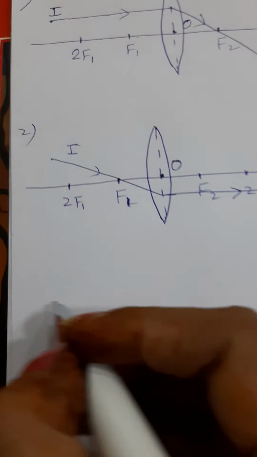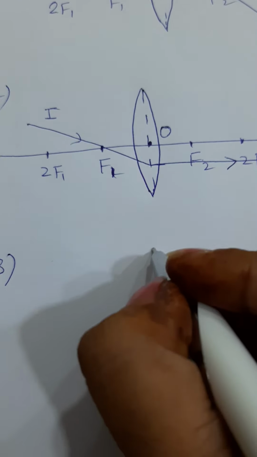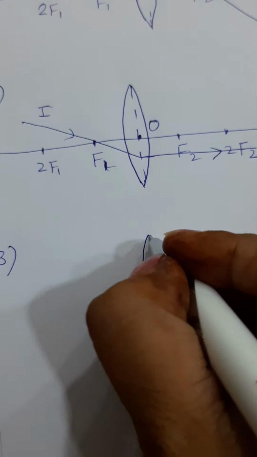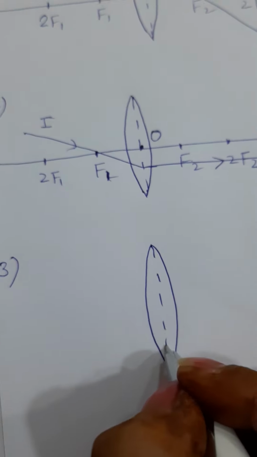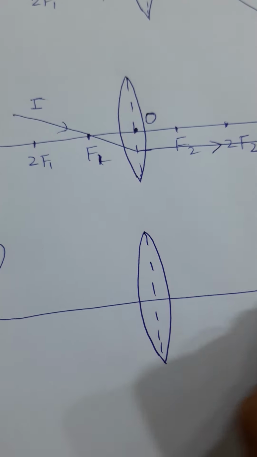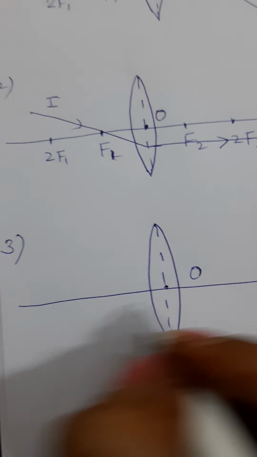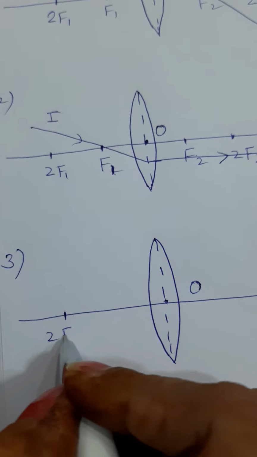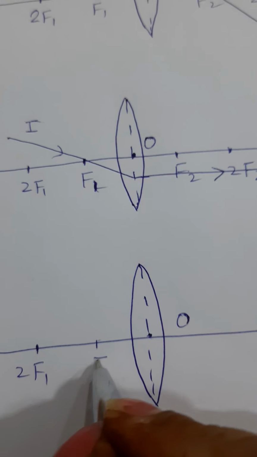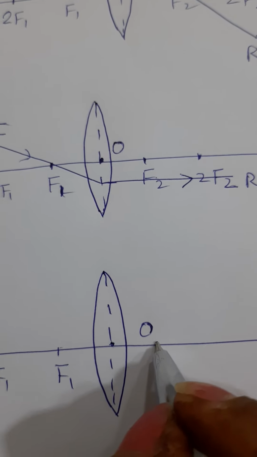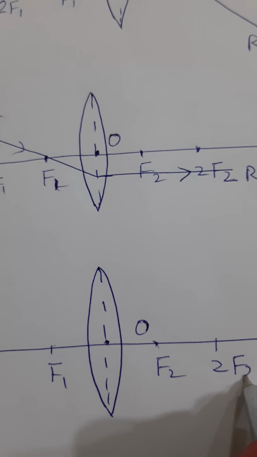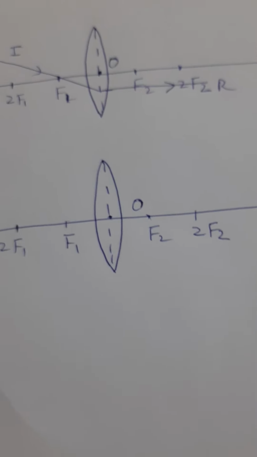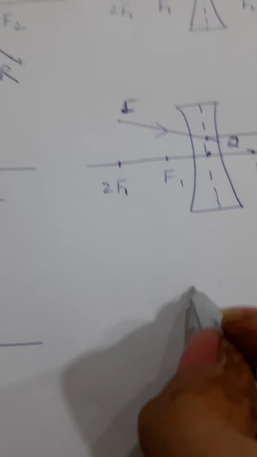The third rule is very simple, the easiest one. Draw a lens. Once again, we will draw a lens. We will mark the optical center. We will mark 2f1, then f1, f2 and 2f2. We will mark all these, and in the same manner a concave lens.